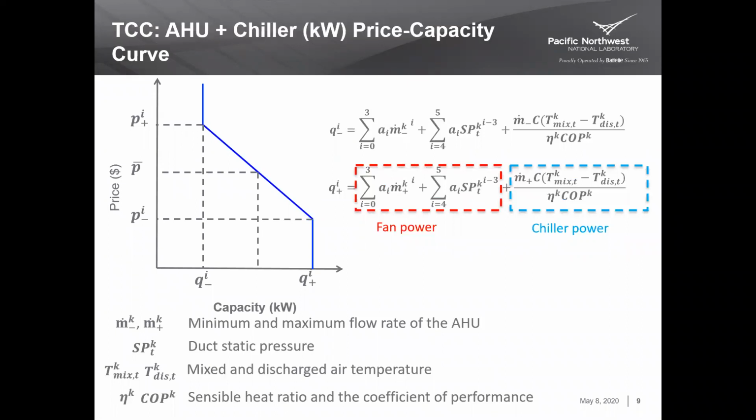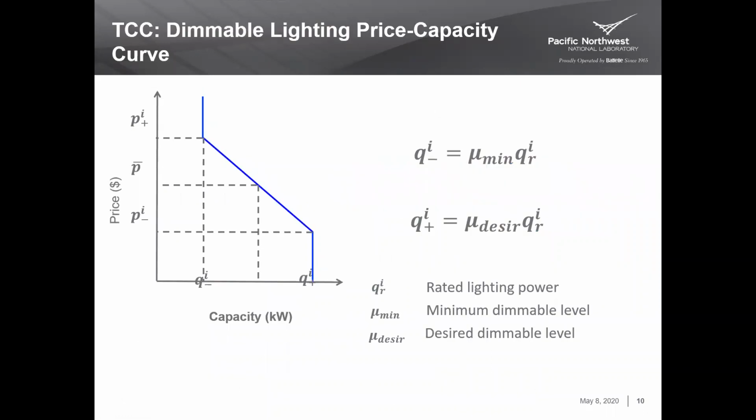And as I mentioned previously, that need for cooling at the VAV level is then aggregated up, and this is the model form the AHU chiller agent utilizes to calculate both a fan power and a chiller power to bid into the electricity market. And for the dimmable lighting level, the lighting agents' model is very simple, just based on the minimum and maximum allowable dimming level.